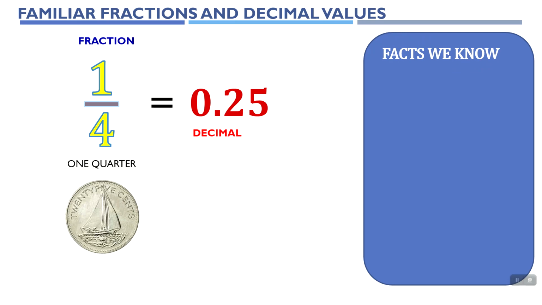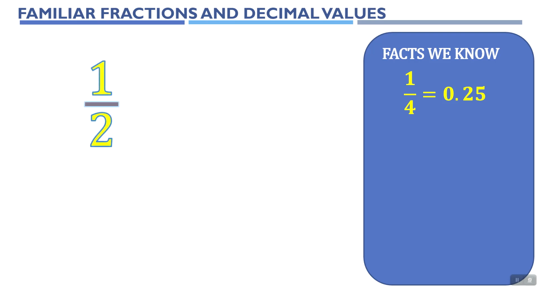Let's place that over here in facts that we know. We know that 1/4 is equal to 0.25. We will always remember that and we will never forget it. Now let's look at 1/2, 1 over 2. What decimal value is equivalent to 1/2?